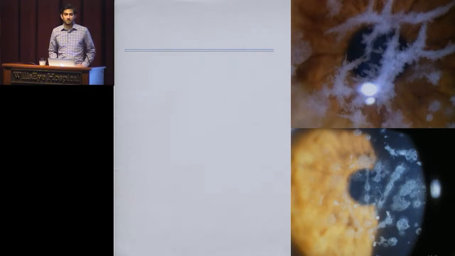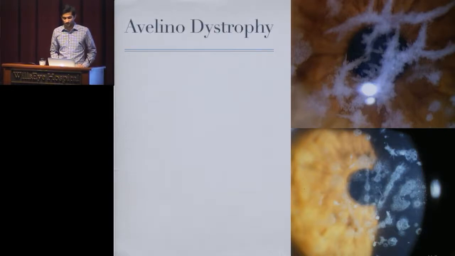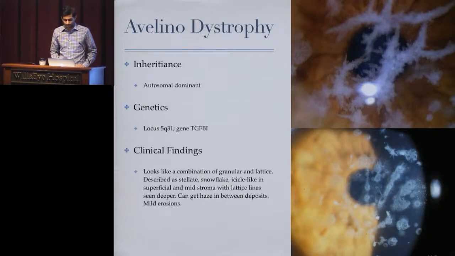It's like a combination of 2. It's Avellino. I've never seen this in real life, but it's autosomal dominant. And again, it's basically a combination of the 2. You'll see these crumb-like opacities and these lines as well, so it looks like granular and lattice.